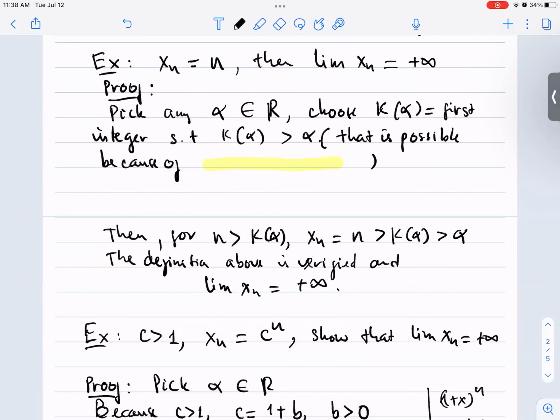Now here is an example. Let's consider the sequence xn equal to n. We want to show that the limit of xn equals plus infinity. Here is the proof. Pick any number alpha in the set of real numbers, and we choose k depending on alpha to be the first integer such that k of alpha is greater than alpha. And this is possible because of the Archimedean property.